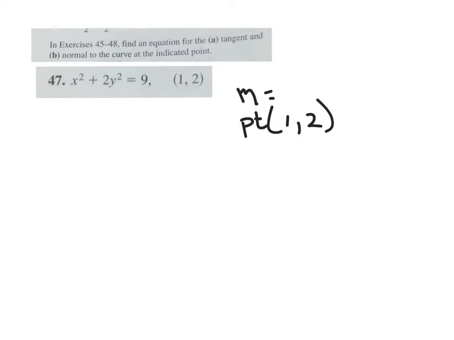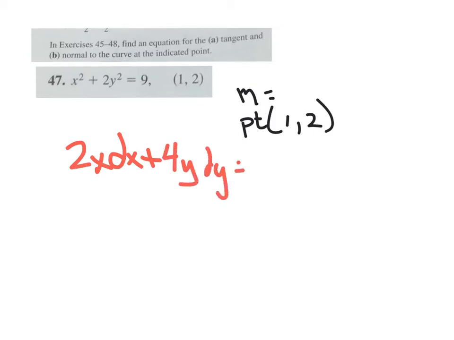Okay. Derivative of x squared would be 2x dx. Derivative of 2y squared would be 4y dy. And the derivative of 9 is 0. Okay? So if I move some stuff around here, I'm going to have 2x dx equal a negative 4y dy.